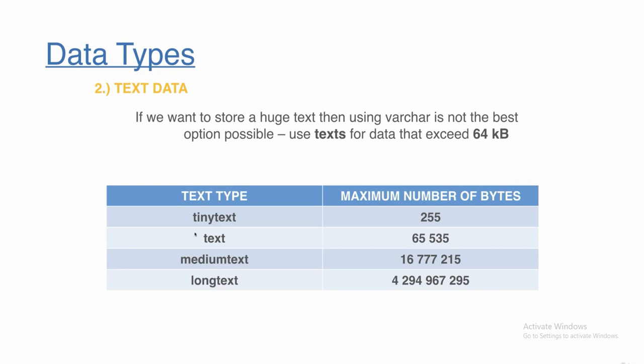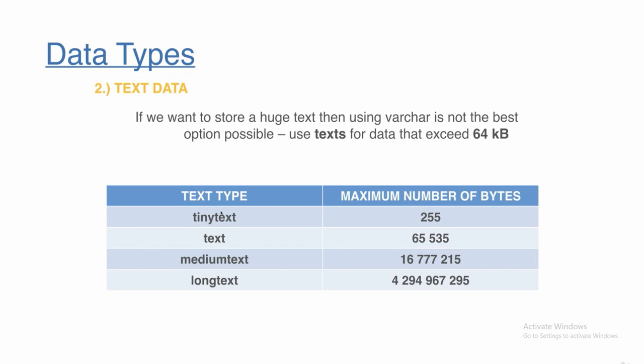So as far as tiny text is concerned, the maximum number of bytes is equal to 255. The text is very similar to a varchar because we can store up to 64 kilobytes of data. The medium text is approximately 16 million bytes of data, and the long text can store up to approximately 4 billion bytes of data. Okay, so of course, again, it depends what we want to store.